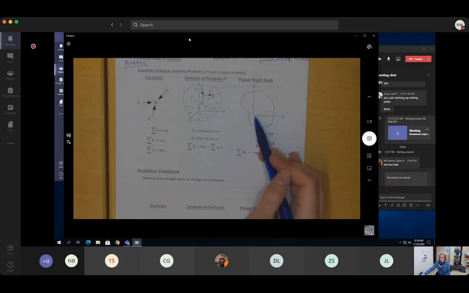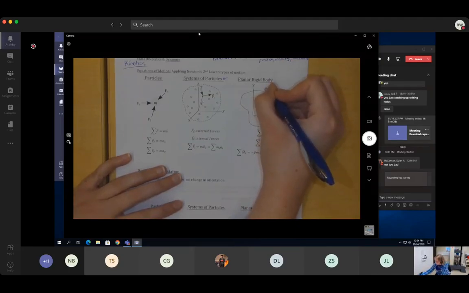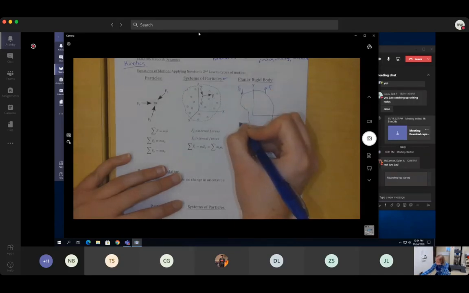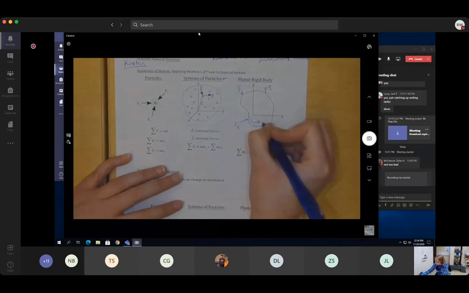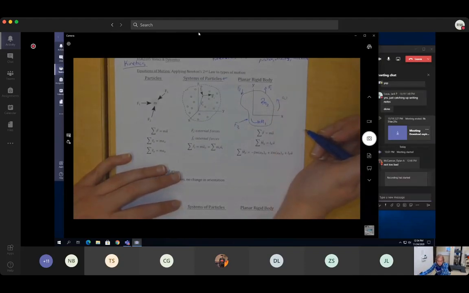Then the other type of system we'll look at is a rigid body. So if we have something that has shape and dimension to it, if we apply forces to it, and maybe a concentrated moment, we're going to end up with a combination of rotation and translation.